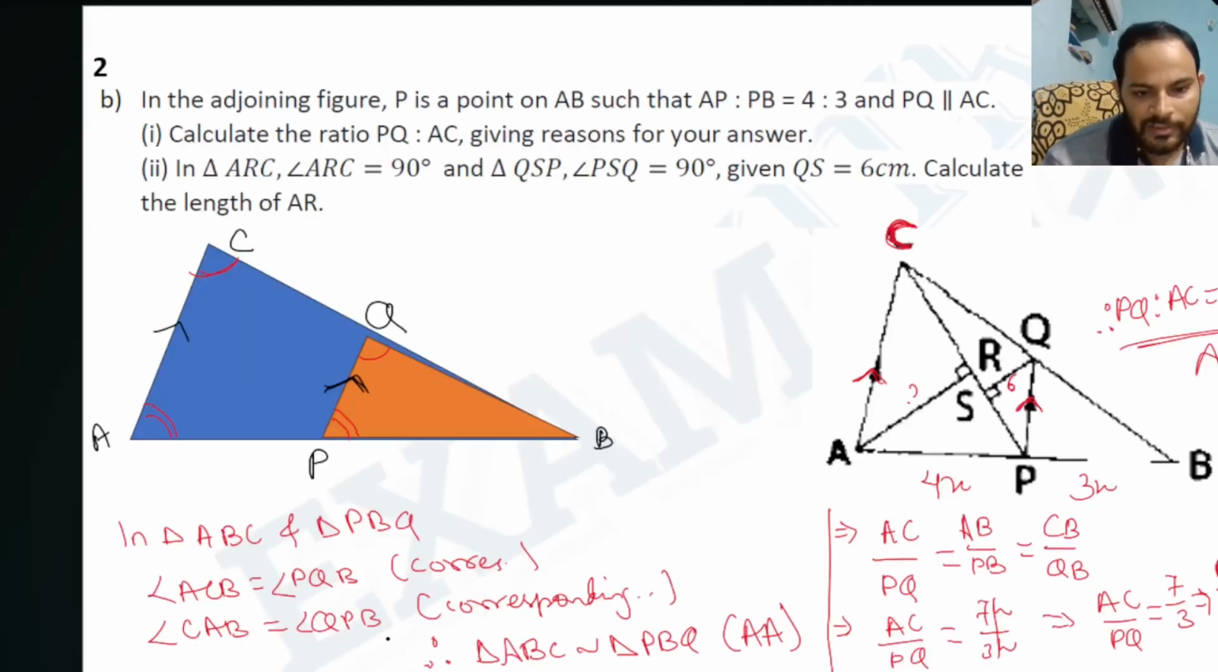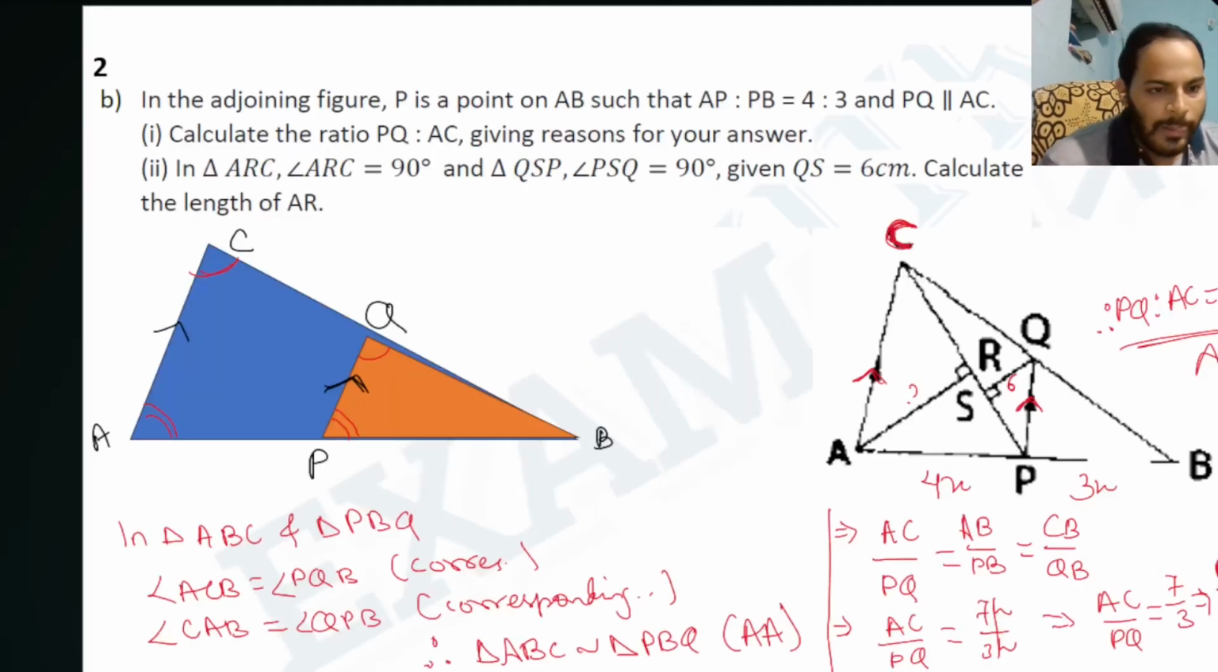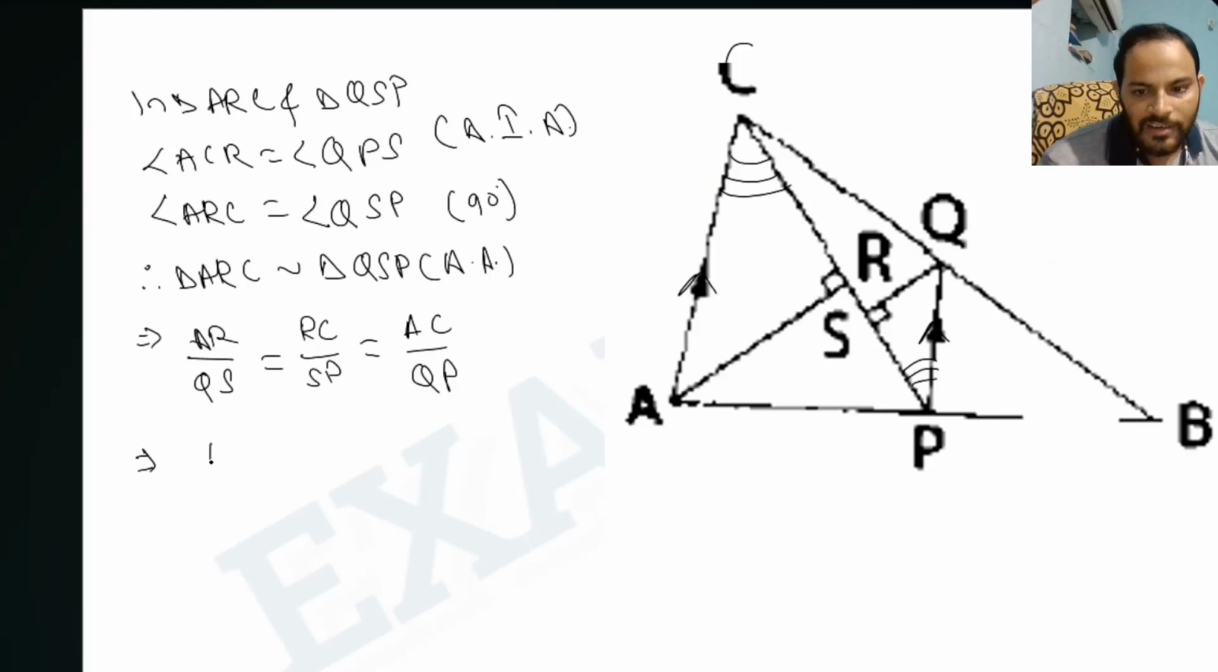We made these two triangles similar in the same way as we did earlier. Now, since these two triangles are similar, we can say that AR upon QS is equal to RC upon SP is equal to AC upon QP or PQ, whatever. Now we know the ratio of AC to PQ. We have found it earlier. PQ is to AC is 3 is to 7. That means AC is to PQ is 7 is to 3.